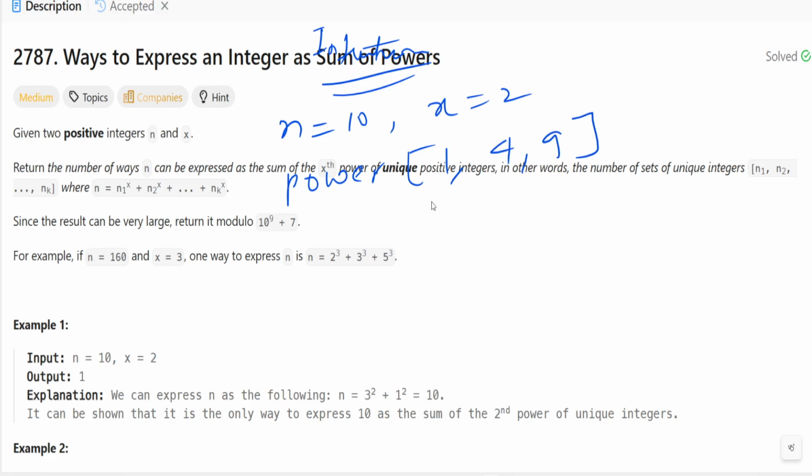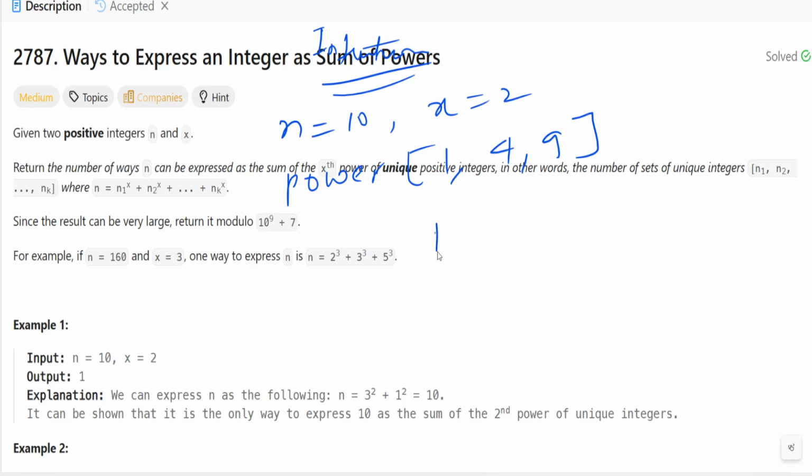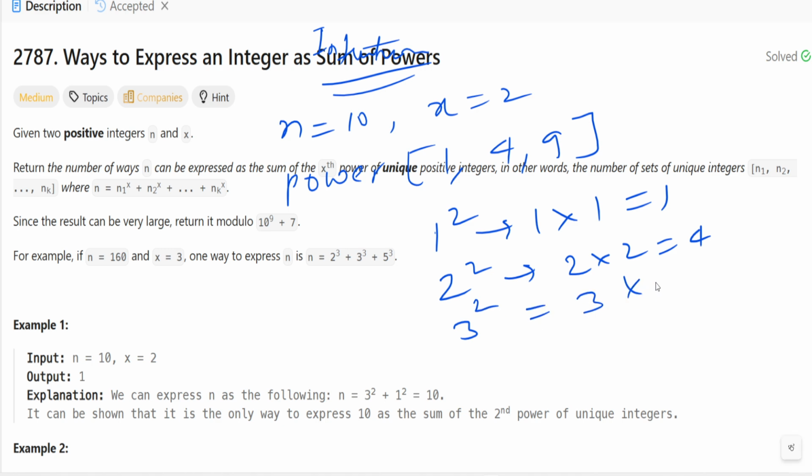If we take the powers 1, 4 and 9, it means we take some values, let's suppose up to 3. If we multiply 1 into 1, how many will we get? We will get 1. What about 2? Sorry, we have x equal to 2, so x to the power 2. So 1 into 1 gives 1, 2 to the power 2 is 2 into 2, which gives 4, and 3 to the power 2 is 3 into 3, which gives 9.